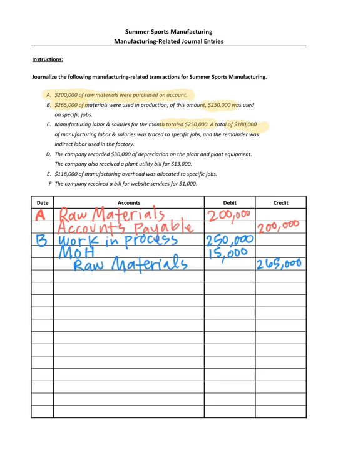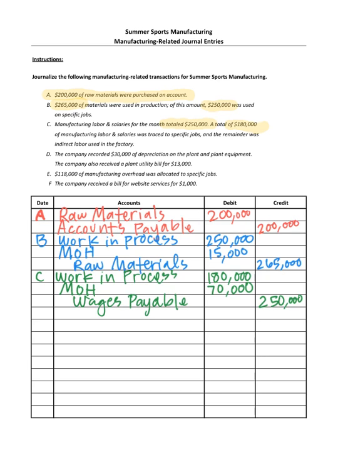So we will record the direct labor by debiting work in process for $180,000, and we will record the indirect labor by debiting manufacturing overhead for $70,000. And the entire $250,000 will be credited to wages payable.